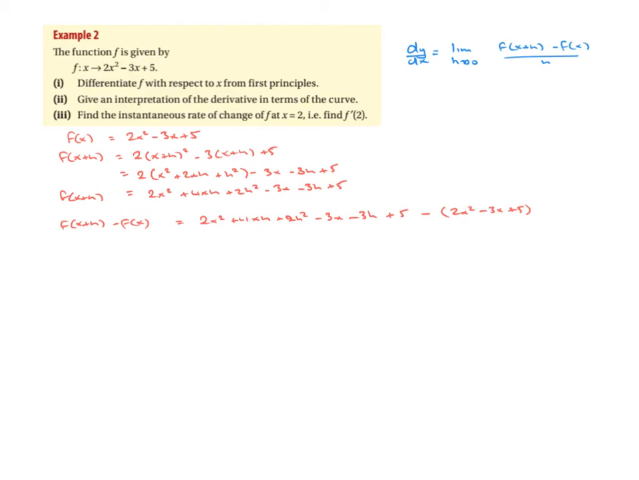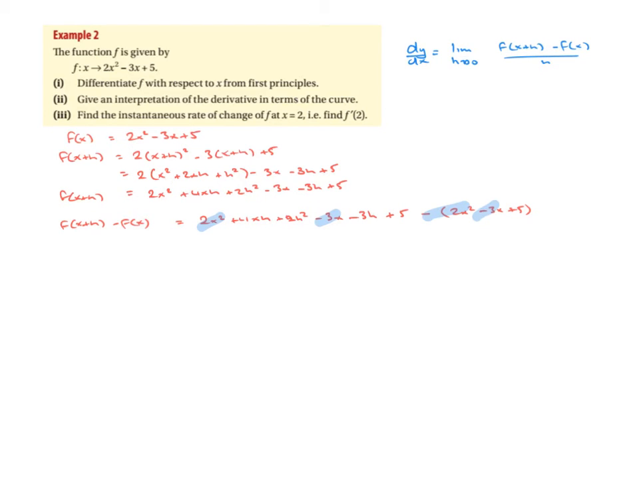Now, if you've done this properly, what will happen is that all of these will cancel out with something in here. So hopefully you can see that this 2x squared will go with this minus 2x squared here. This minus 3x here will go with the minus 3x there. So let's quickly do that. And the last one is, you can see that this plus 5 here will go with this minus 5 here, so they will cancel out.